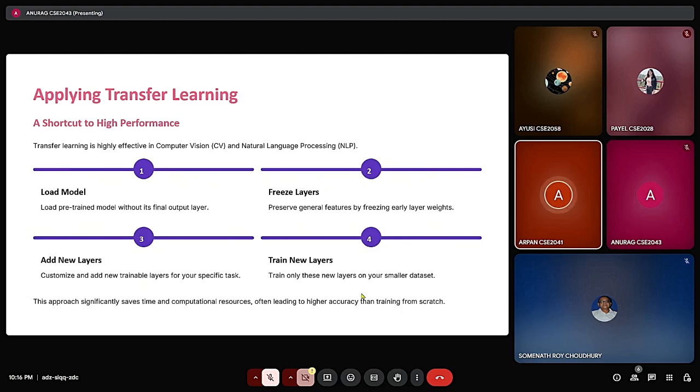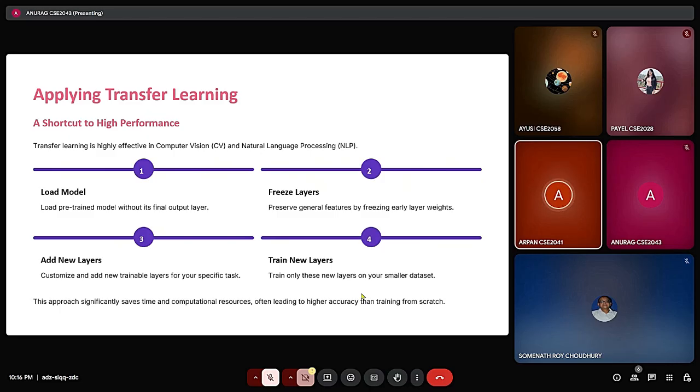Applying transfer learning. The process of transfer learning has four main steps. First, load a pre-trained model by removing its final output layer. Second, freeze the early layers so that the learned features are preserved. Third, add new layers that match our specific problem. Finally, train only those new layers on a small data set.